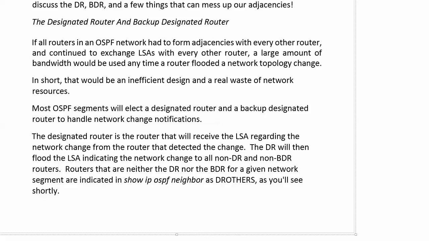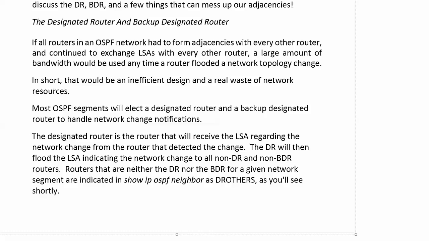I mean, just a huge workload, a ton of bandwidth being used, and anytime a router flooded a change, it would be horrendous. You'd basically have a network full of routers all screaming at each other at the same time. Not only would that not sound good, it would be an inefficient design and a huge waste of network resources.